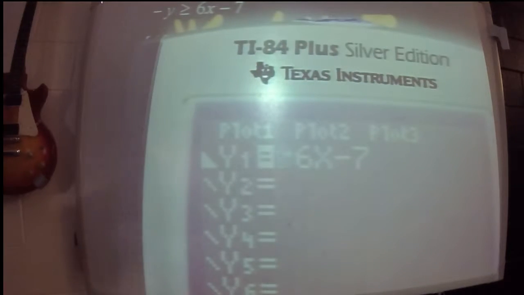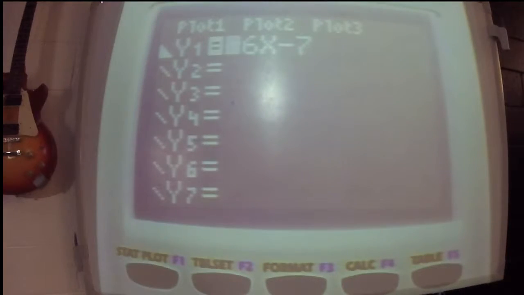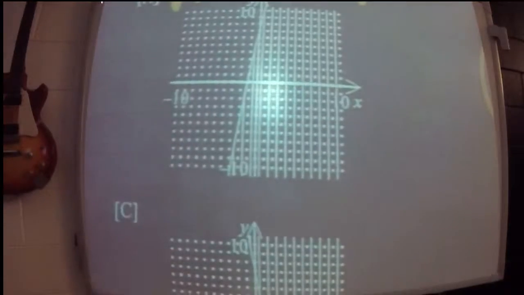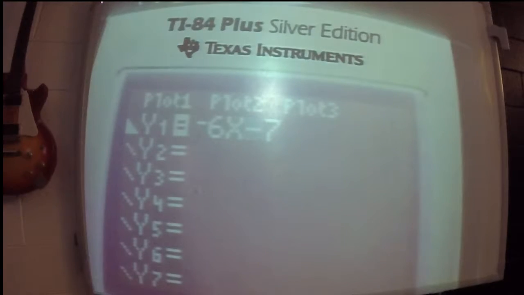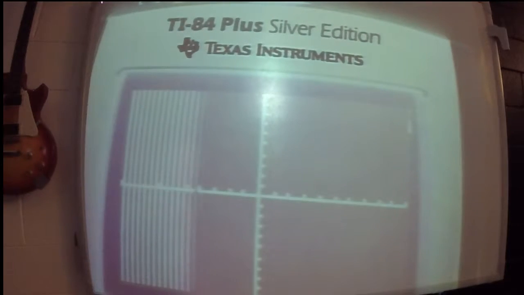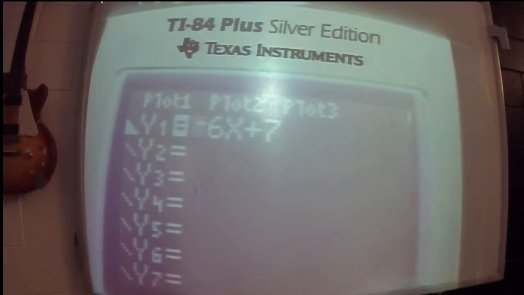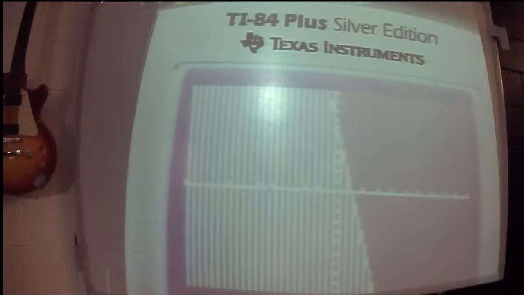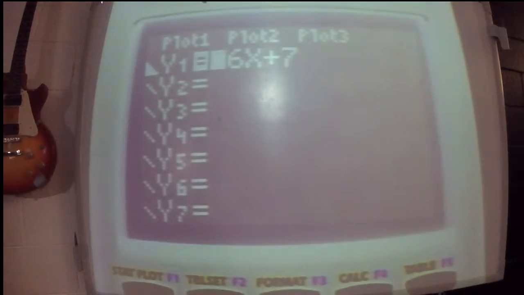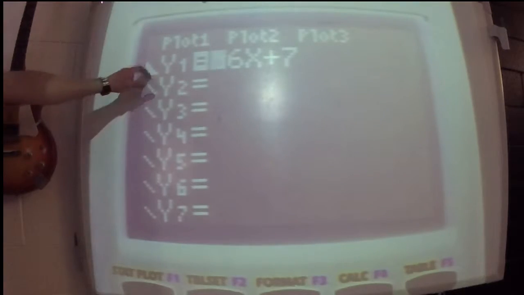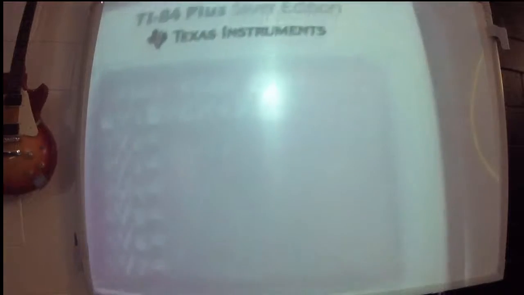After we do the last one, I'll show you what some of those others do, just so you know. Why was negative 7 wrong? It's supposed to be positive. Why does yours look different than mine? Because I got B. There we go. That's it. It confused me at first. Negative 6x plus 7, and shade below. I had it written there, I just didn't get it in there.